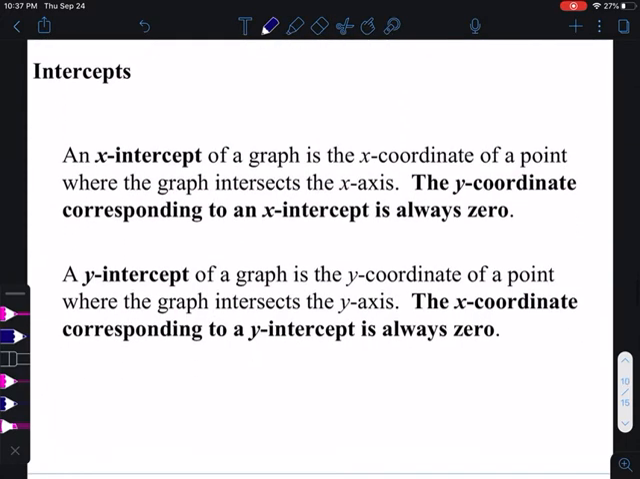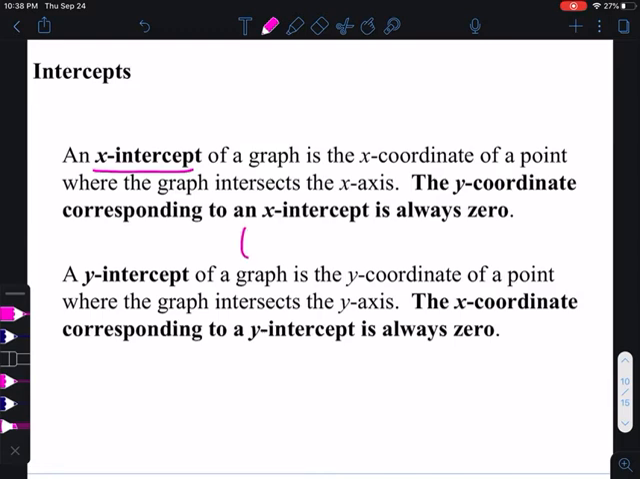All right, so one way that you have graphed in the past is by finding intercepts. It says that an x-intercept of a graph is the x-coordinate of a point where the graph intersects the x-axis. The y-coordinate corresponding to an x-intercept is always 0. So when we are finding an x-intercept, that means that our y value is going to be a 0.